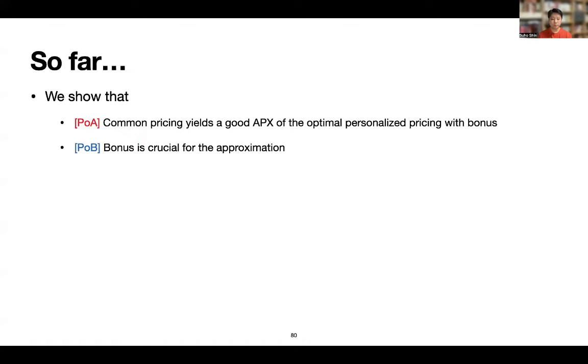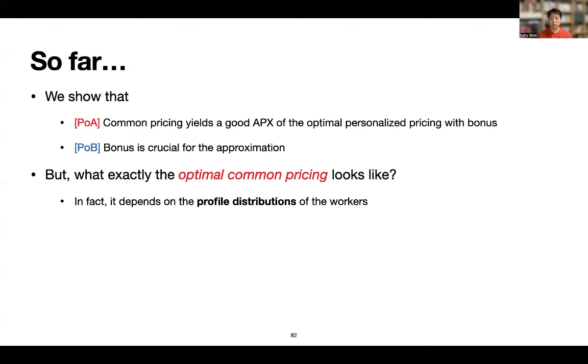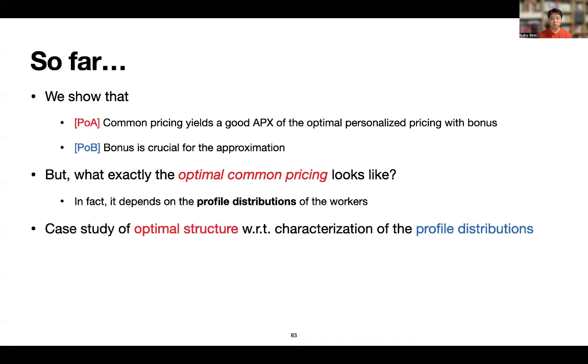So far, we studied POA and POB, which measure the performance gap between optimal common and common pricing without bonus. Meanwhile, one might wonder what exactly the optimal common pricing looks like. The answer is that, again, it depends on the profile distributions of the workers. And I will now present some case studies of the optimal pricing structure in some canonical regimes.